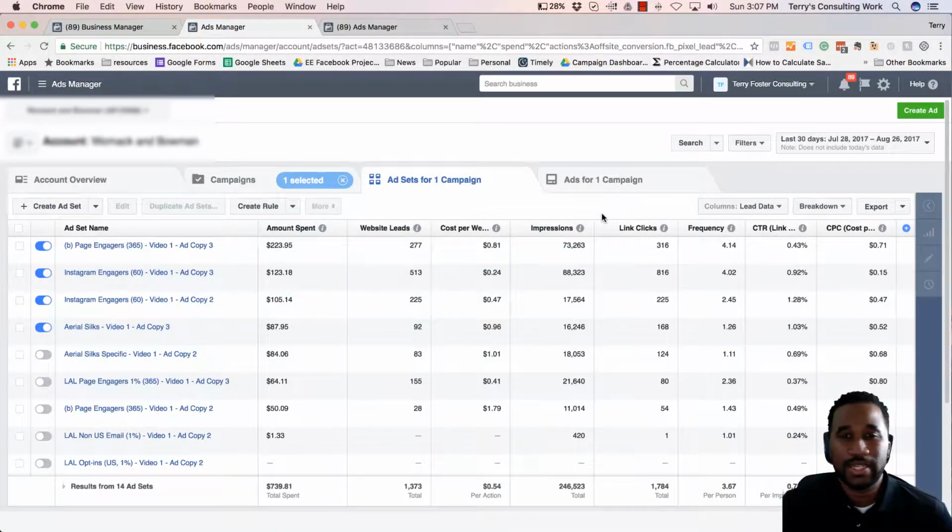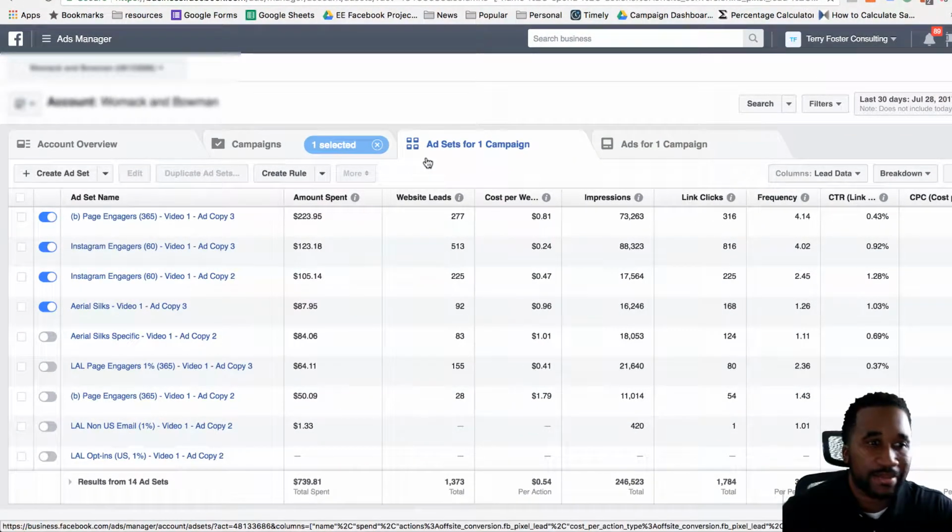So if you're running a lead gen campaign, a lot of questions that people have is, what data is important to me? What should I be paying attention to? How do I know if something's going well, and how do I know if something's not going well? So let's take a look at two examples of lead gen campaigns and see what I typically want to look at.